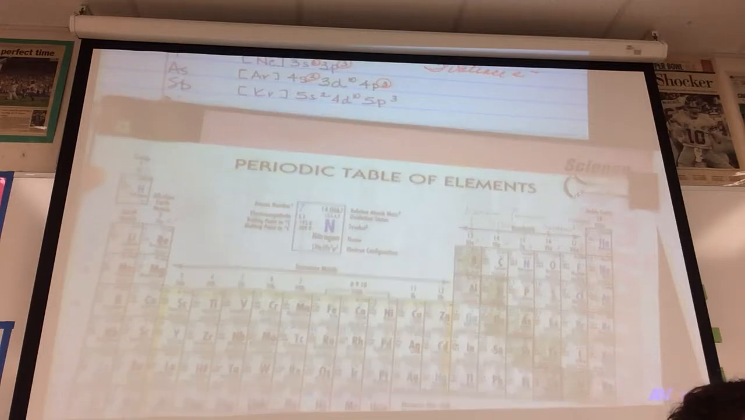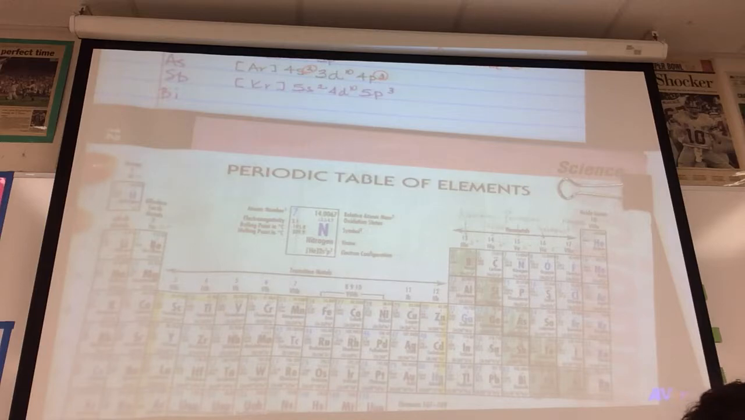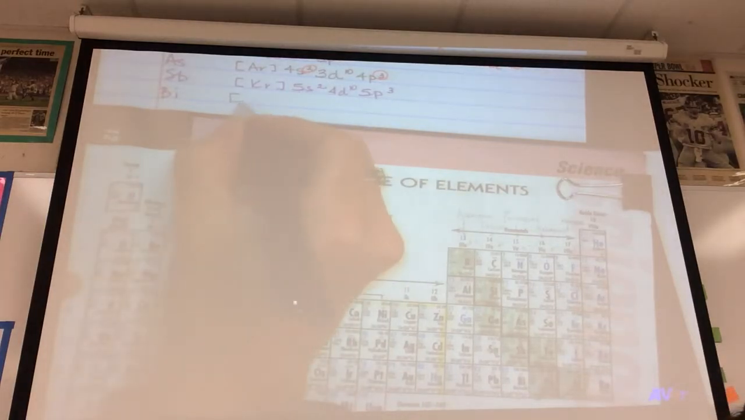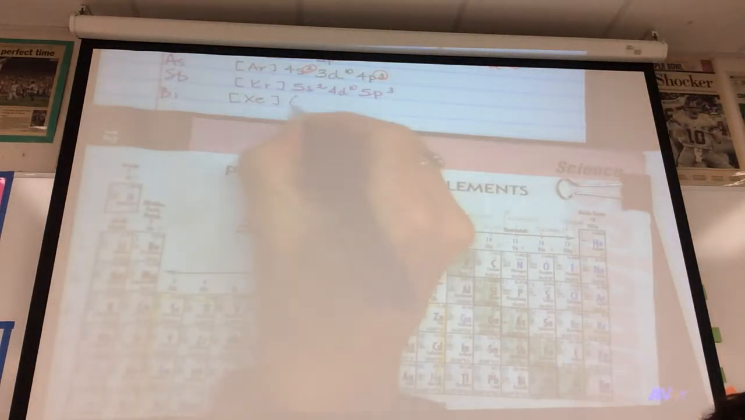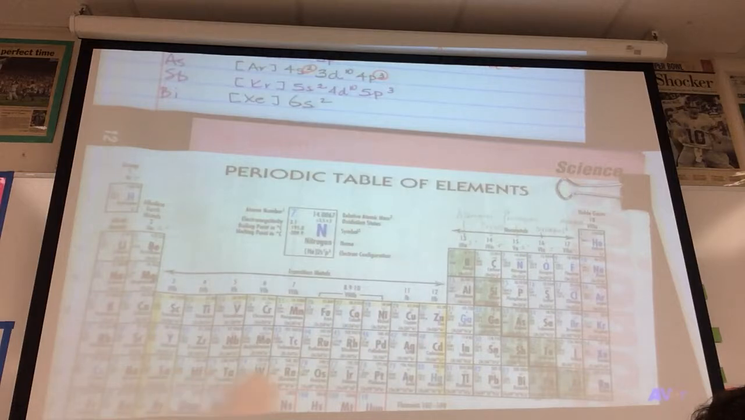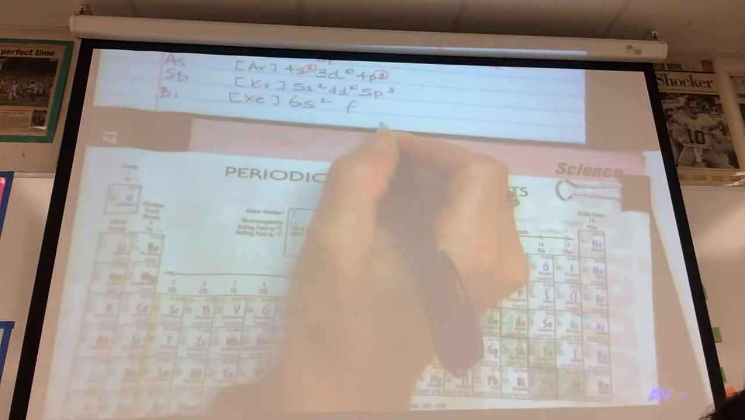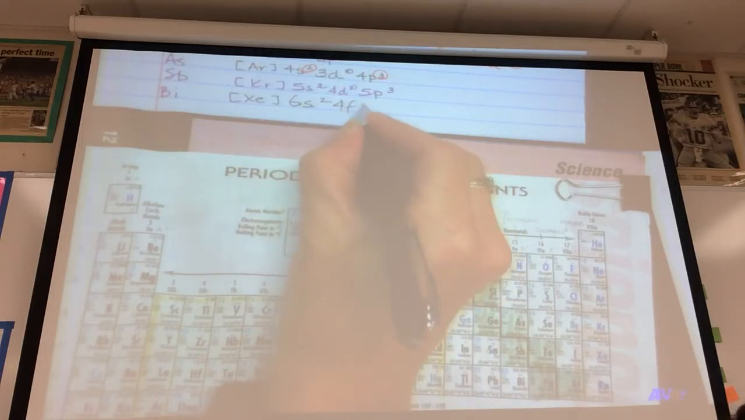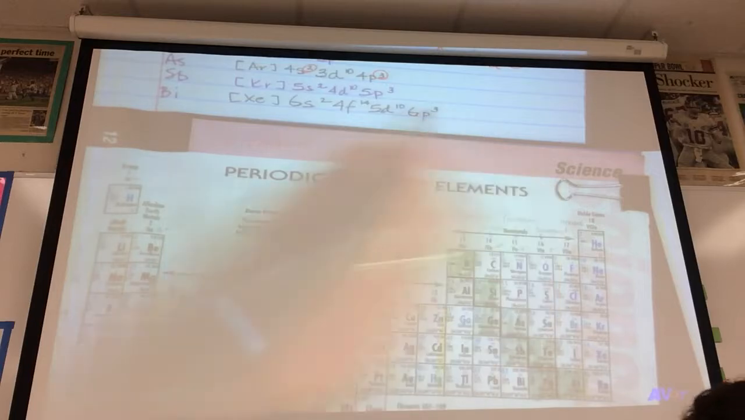All right, one more. We've got bismuth, but we're in the 6th period, so we need the F block. So we've got xenon, then what? Now, before we get to D, we got to go through F. The number before F is what? How many less than the row you're in? 2. So this is going to be 4F14, then the D, back to 6P3. You got it.